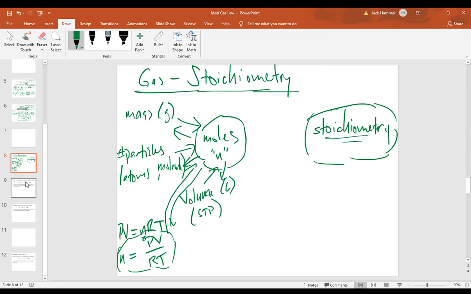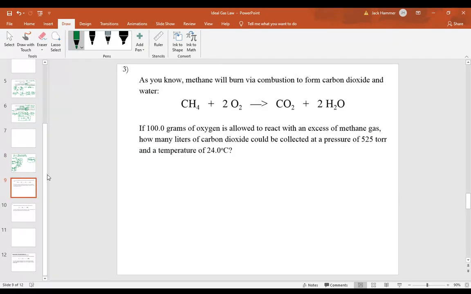All right. Now, let's take a look at number three. This is the combustion reaction of methane, right? Methane reacting with oxygen to form CO2 and water. We've seen that like 100 times. So here it says 100 grams of oxygen. I'm going to go ahead and label that. 100 grams is allowed to react with an excess of methane gas. So apparently we have more than enough methane. How many liters of carbon dioxide? That's what we're going after.